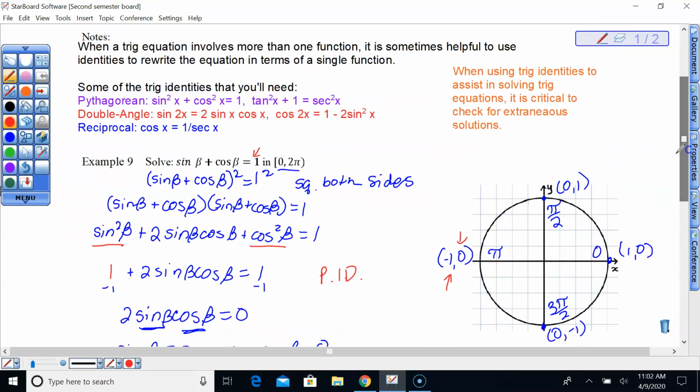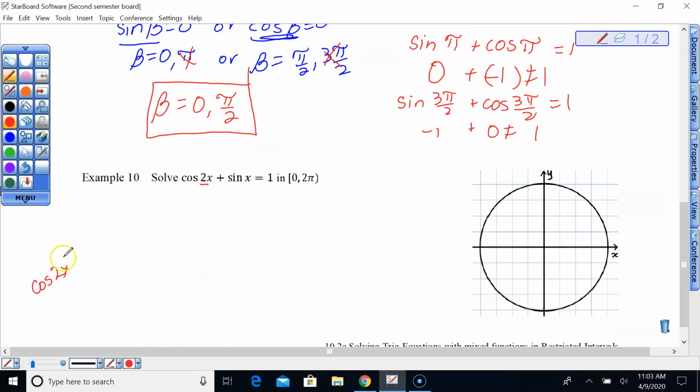I'll go back up here. So cosine 2x, I can use 1 minus 2 sine squared x. It's an identity. It's always true. So I can replace cosine 2x with 1 minus 2 sine squared x, and then plus sine x equals 1. So what did I use there? I used a double angle identity. That's a D, not a P. A double angle identity replacing cosine 2x with 1 minus 2 sine squared x.